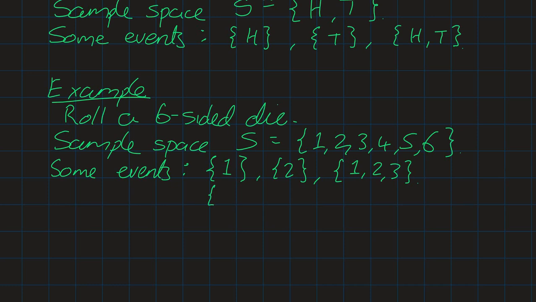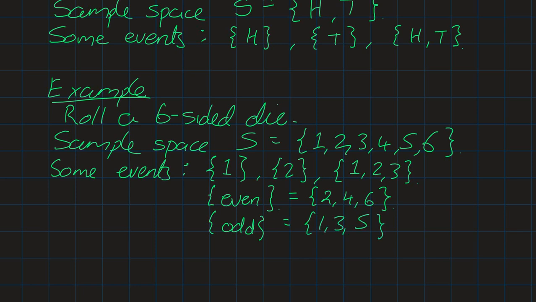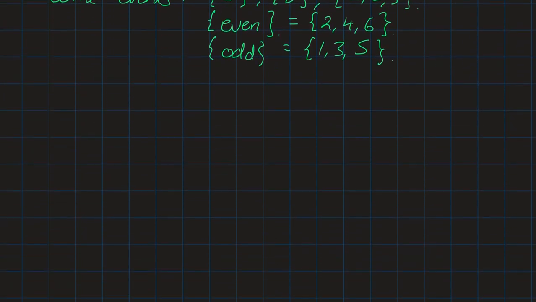I can even write events in a different manner as long as I'm unambiguous. So I could say even, and what this means is the event that I roll a 2, 4, or a 6, because they're all the even numbers. So even is the event that I roll a 2, a 4, or a 6. I could say the event that it's odd, which would be 1, 3, and 5. And you get the idea, I think. Okay. So maybe one more example.